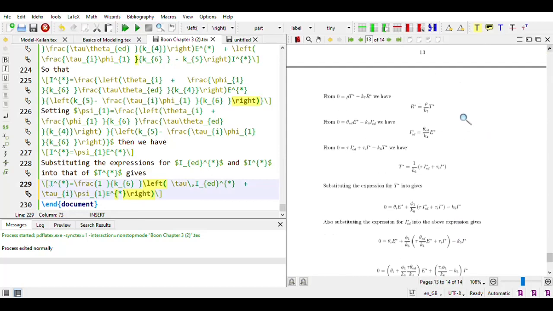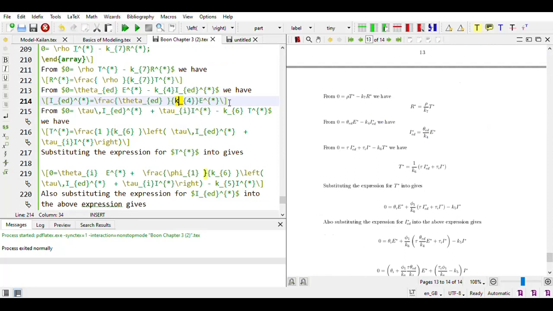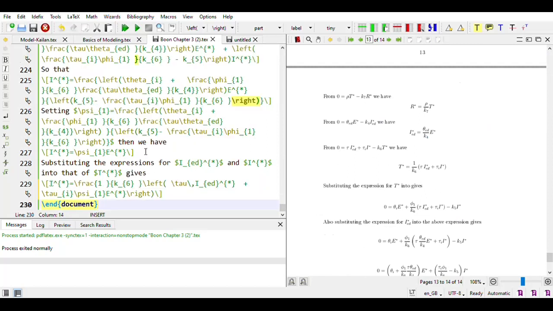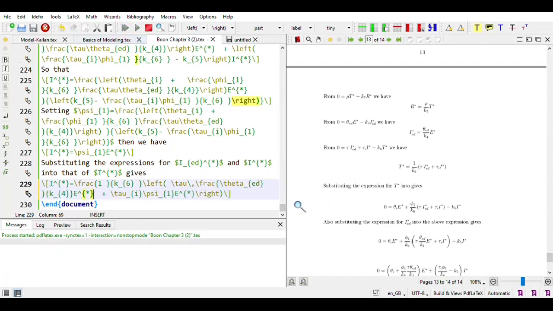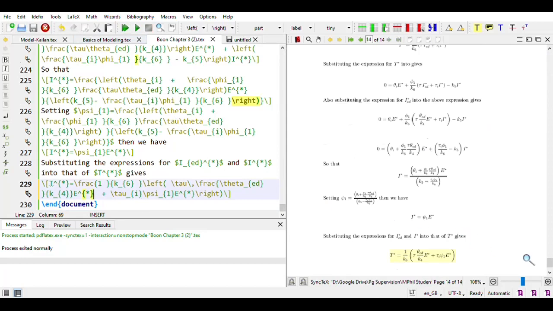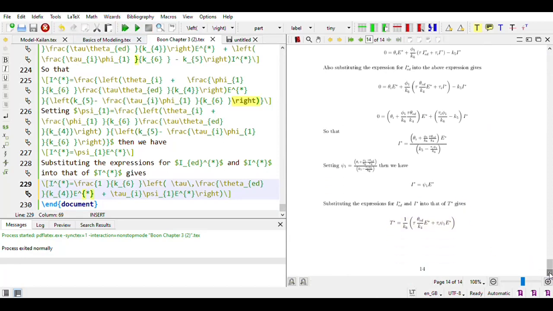I found I_ED here. I_ED had been found to be theta ED over K4 E. So in place of I_ED, we put this expression there. So I'm just copying and pasting, so it should be very easy. That's one thing I like about LaTeX. It's easy for you to work around your work.